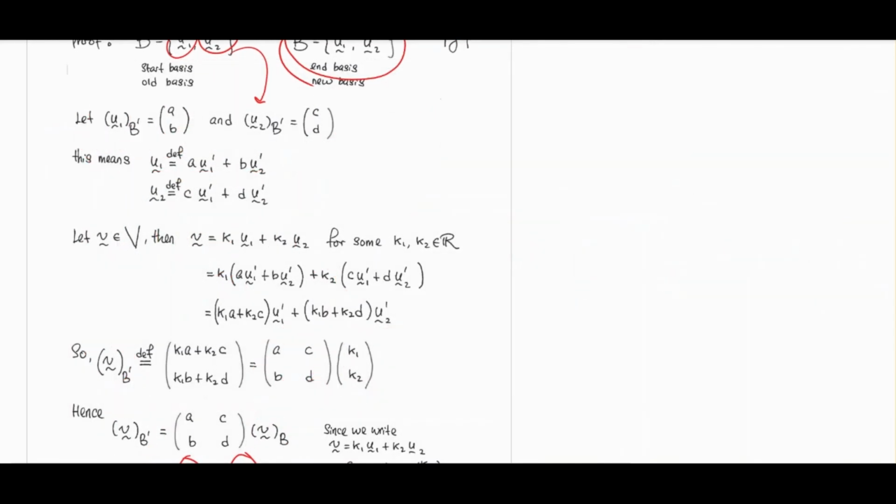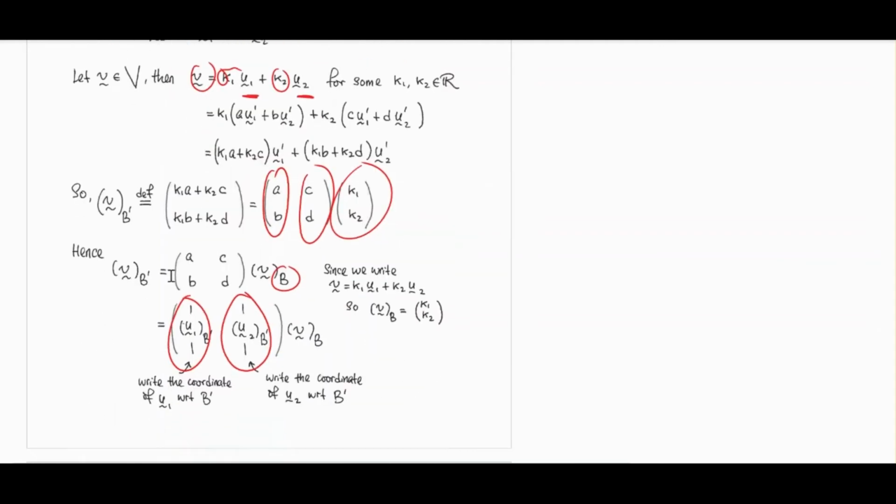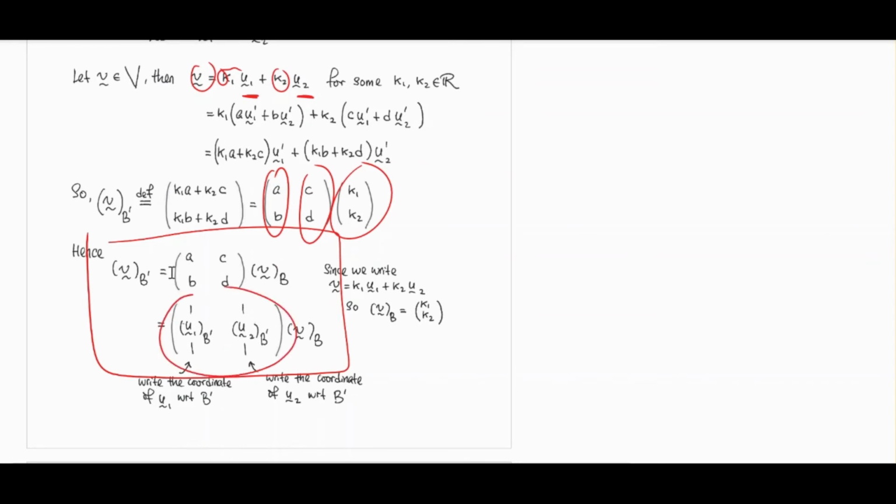Let's get rid of all this. AB is the coordinate here. CD is the coordinate here, right? Okay, K1, K2, K1, K2. That's the coordinates for vector V relative to basis B, right? Okay, and if you put them together, you will be able to see that that's how we get this transition matrix, and that's how the transition matrix looks like this.